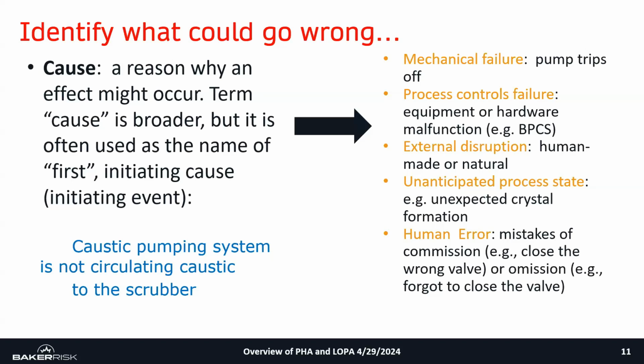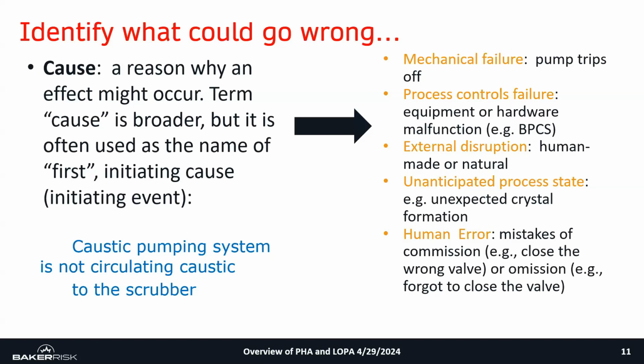So let's say you have a chemical process that uses caustic as a feed to a scrubber system. And one of the potential causes for this caustic system may be you lose circulation of caustic. So, what could go wrong, what are some of the causes that could result in loss of circulation of caustic? It could be that you have a mechanical failure associated with your caustic pump, which results in it tripping off. You could have a flow controller on your caustic system, and that control loop fails and results in the flow control valve closing.